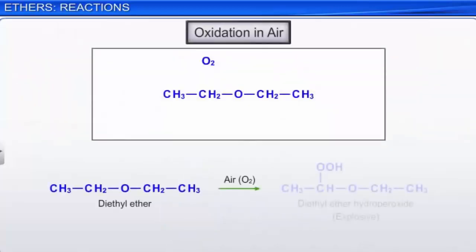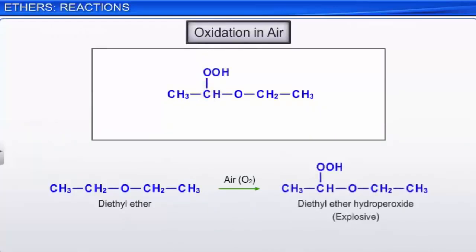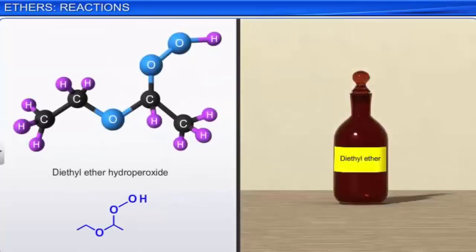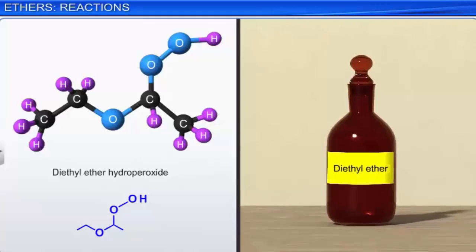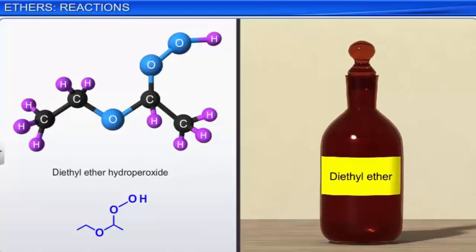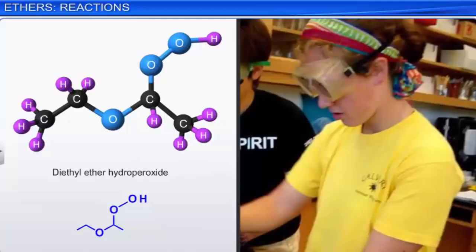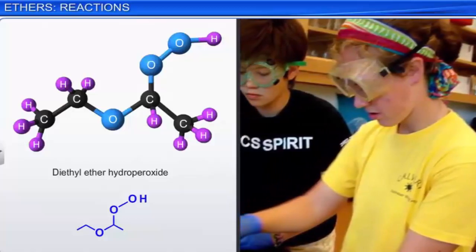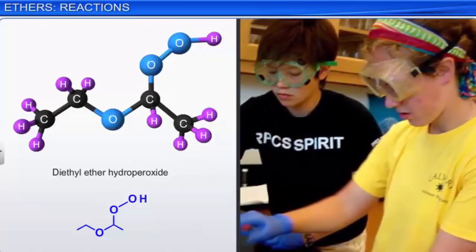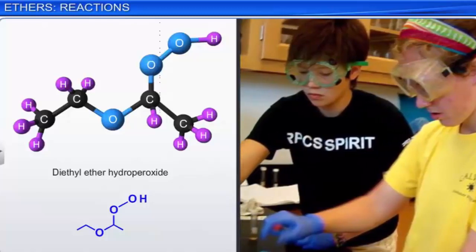Ethers will undergo oxidation in air to form explosive peroxides. Compounds such as diethyl ether hydroperoxide are unstable and shock sensitive. Hydroperoxides can form in just a few days if samples are exposed to air. Always follow lab safety rules. Never use old bottles of dialkyl ethers and dispose ether samples properly.